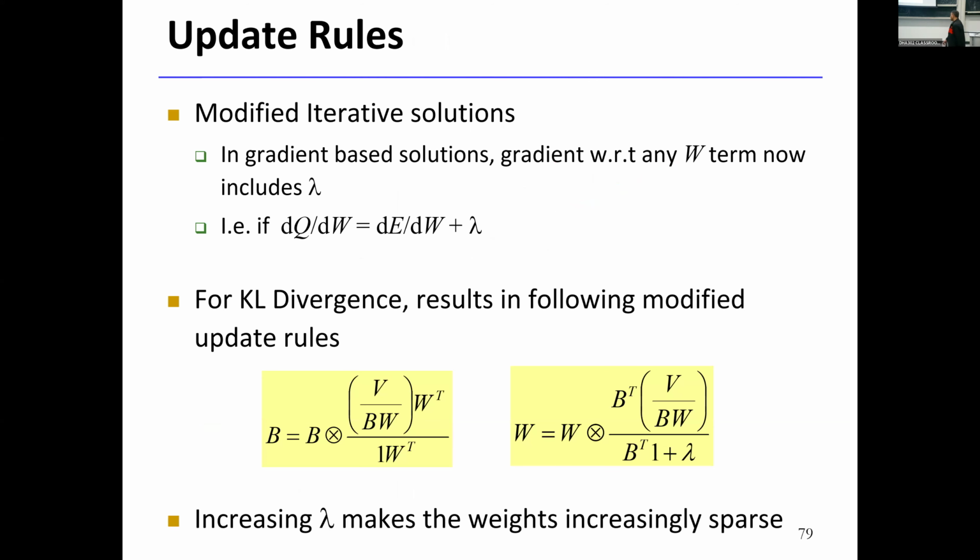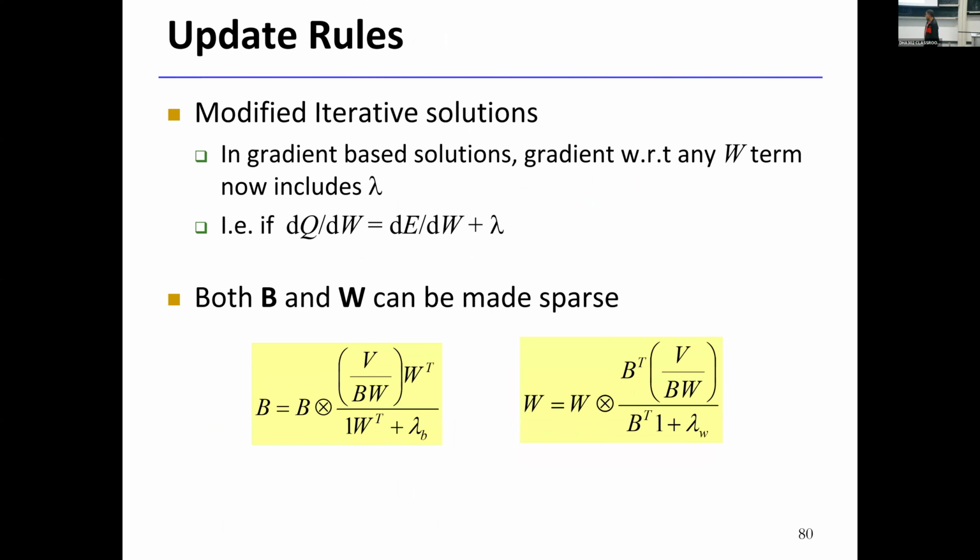And how does it change the map? Ignore all the rest of the text. It turns out that in my update rule, all I have to do is include a lambda in the denominator. And that's going to give me sparse weights. In fact, I can also have sparse bases by having a lambda in the bases. For example, if I were trying to find bases for music, I can say that my notes only have a small number of frequencies, in which case the bases would also be sparse.